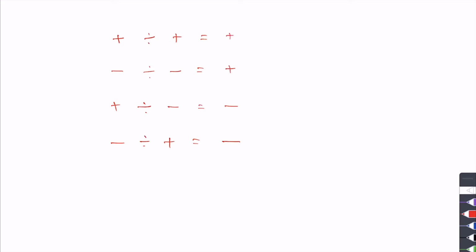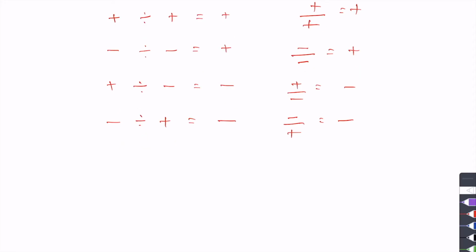And you can write this as fractions as well. So if we have positive number over positive, the winner is positive. A negative over a negative, the winner is a positive. A positive over a negative gives you a negative. And a negative over a positive gives you a negative. So let's look at some examples.